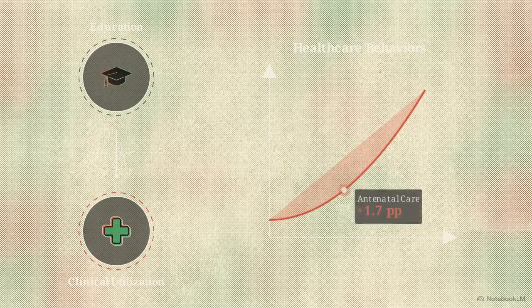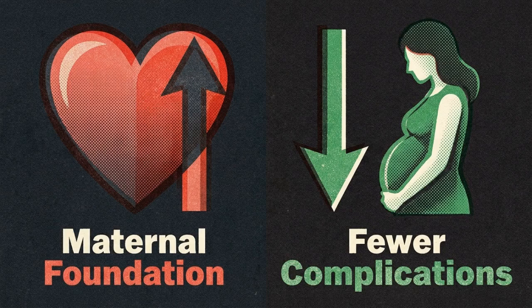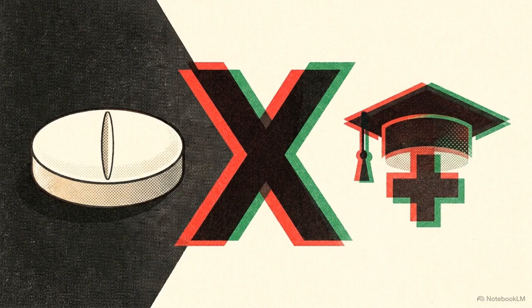This is confirmed in the clinical reality of the treated group. These women utilized significantly more antenatal care and saw a 4% increase in institutional deliveries. This behavioral shift compounded with biological improvements in the mothers themselves, who reported higher baseline health and experienced a measurable reduction in miscarriages. For the female cohort, the deworming medicine functioned as an education multiplier that structurally upgraded how they accessed and utilized maternal health care.